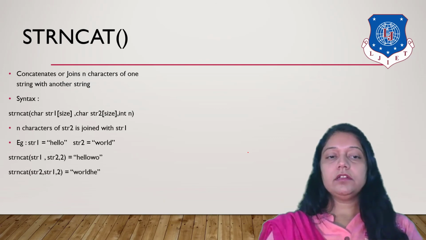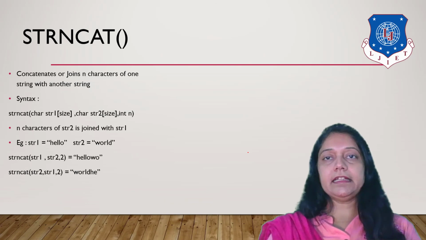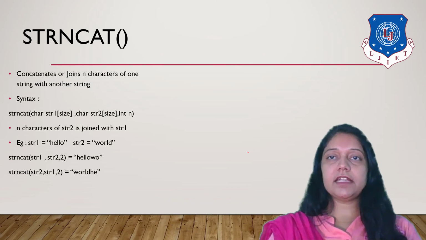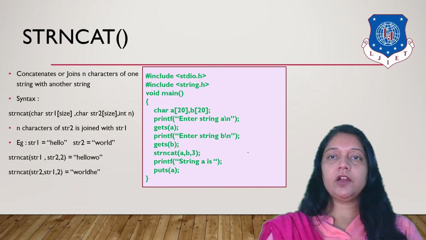But if I want, I can do the reverse also. If I do strncat str2 comma str1 comma 2, it means two characters of string 1 will be taken. So what is our string 1? Hello. So the first two characters are he. It will be joined with world. So the output would be worldhe. You can play around with characters and words and get your respective output.